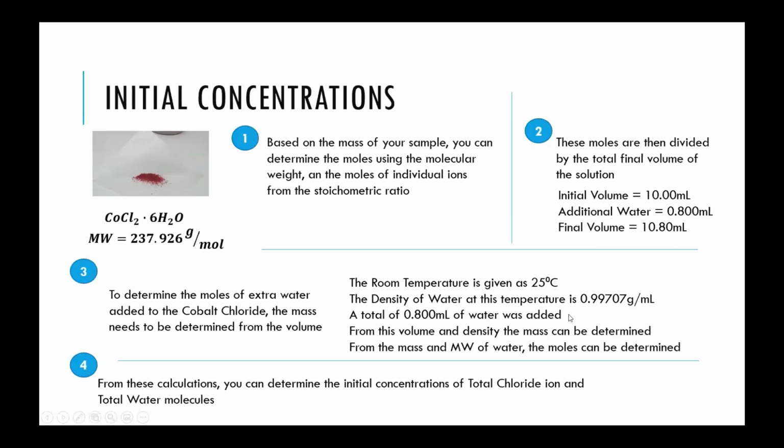When you add together the moles of water that was added, plus the moles of water that came in with the cobalt chloride hexahydrate, then you have the total initial moles or initial concentration of water. And you're using the initial concentrations of chloride ion and the initial concentrations of water to figure out overall the equilibrium constant.